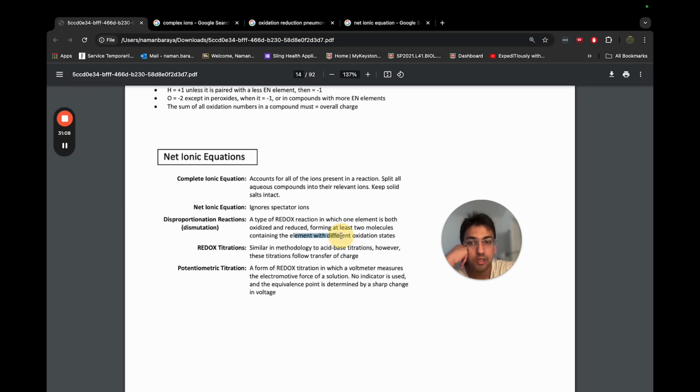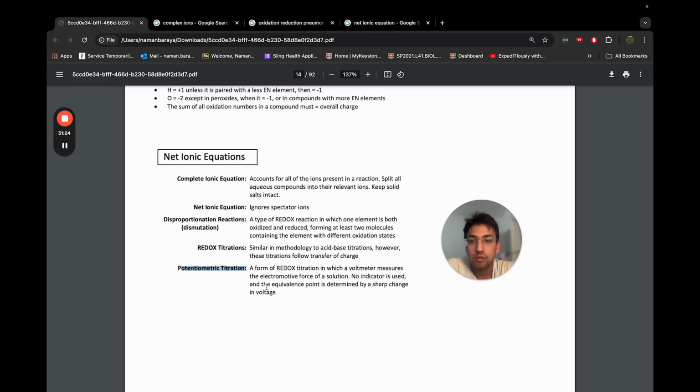So then in that case it's been oxidized and reduced. I think my math checks out there. Then we have redox titrations. It's very similar to acid-base titrations, but these titrations follow transfer of charge rather than transfer of protons or just pH changes.